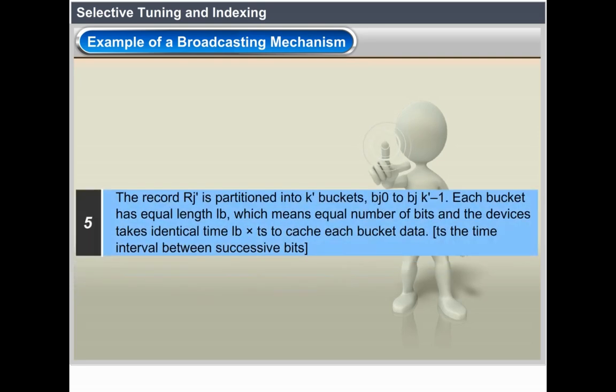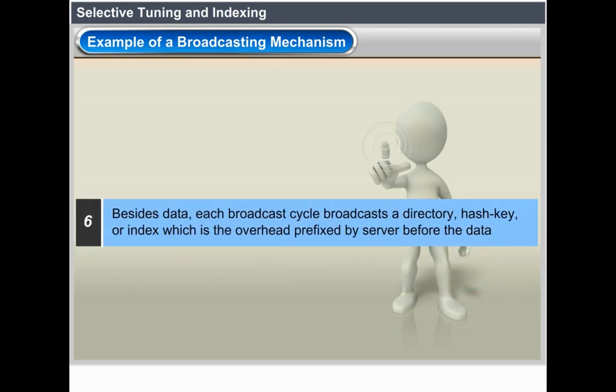The record Rj is partitioned into k buckets Bj0 to Bjk-1. Each bucket has equal length LB, which means an equal number of bits, and the device takes identical time LB into Ts to cache each bucket's data, where Ts is the time interval between successive bits. In addition to data, each broadcast cycle broadcasts a directory, hash key or index, which is the overhead prefixed by the server before the data.